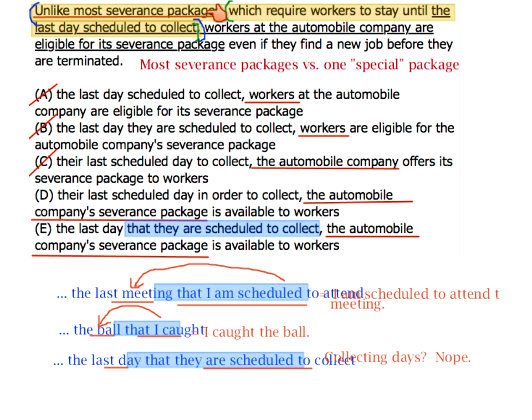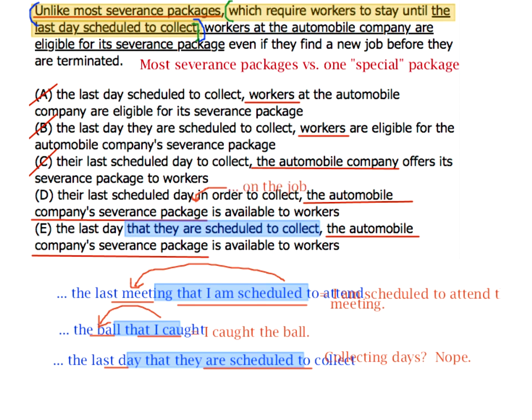It means their last day of work. It's their last scheduled day. It's their last day on the job. So, it's not a day of collecting. I mean, they don't have a bunch of days of collecting a severance package. Like, they have to wait until their last day. Last day, period. Last day on the job. I mean, if you want, you could insert on the job here. Their last scheduled day on the job.